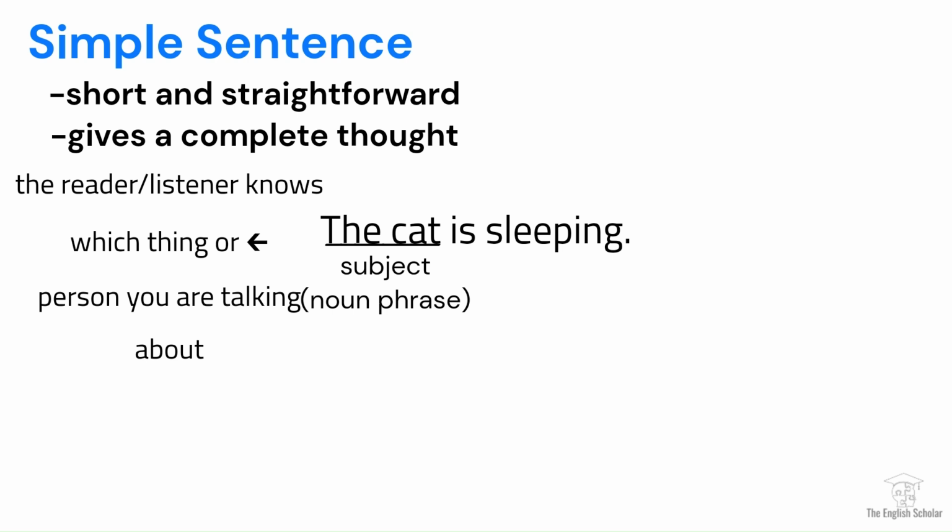Among the 8 forms of subject, our subject form in this sentence is a noun phrase because it consists of 2 words. Our predicate, on the other hand, is sleeping. Here, it tells what the cat is doing as of the moment, that is sleeping.